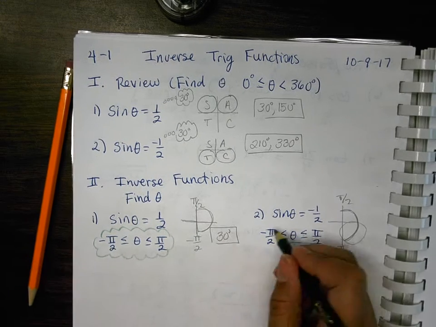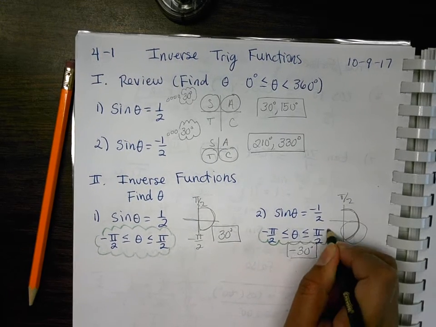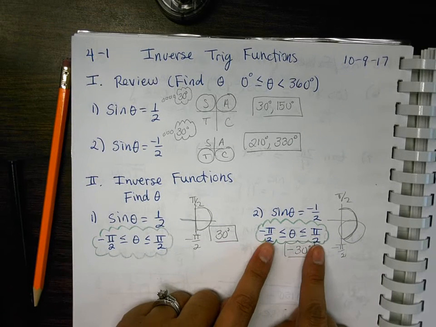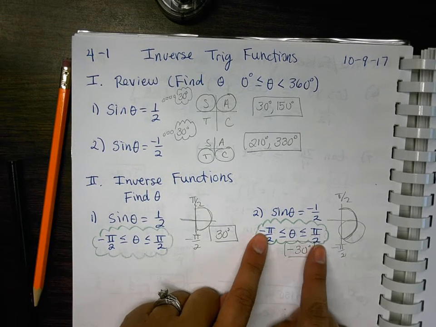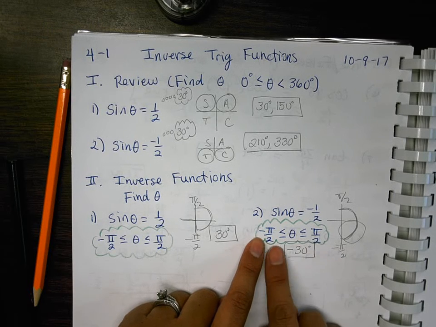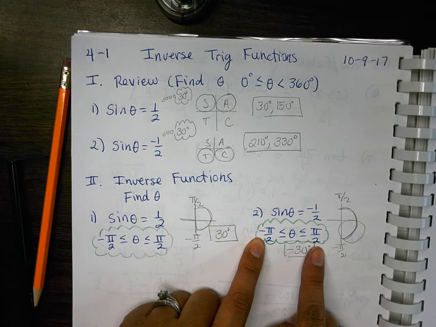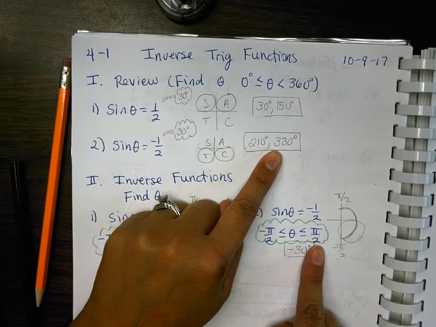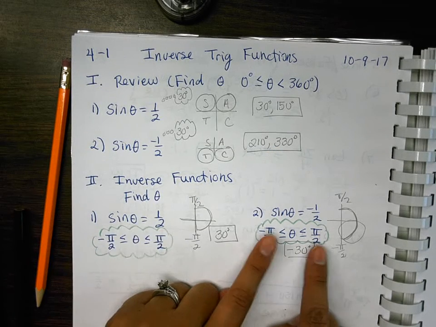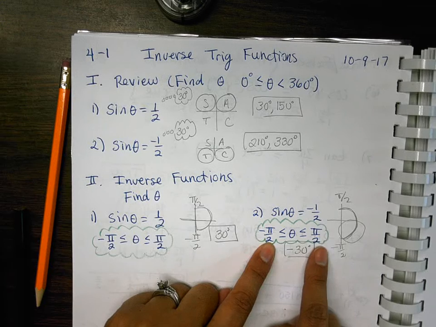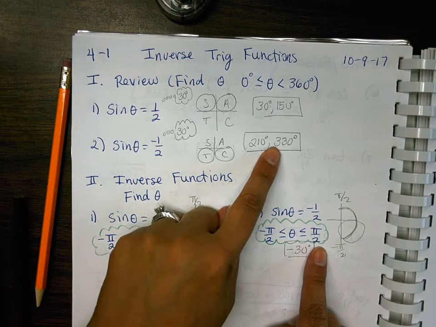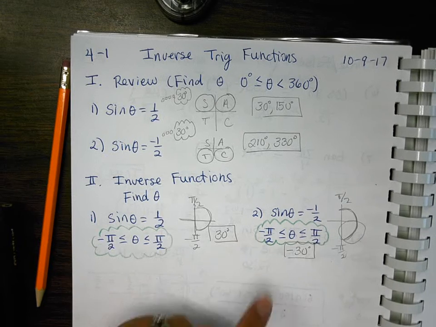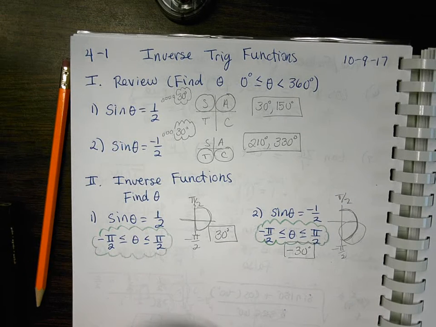Say your question. Why can't what? Oh, why would I not use 330? Because according to this restriction, I'm only allowed to use angles that are between negative 90 and positive 90. And 330 is not between negative 90 and positive 90. Okay, so according to this restriction, negative pi over 2 and pi over 2, and 330 is way out of that range. It's all the way completely around the other way. Does that make sense?